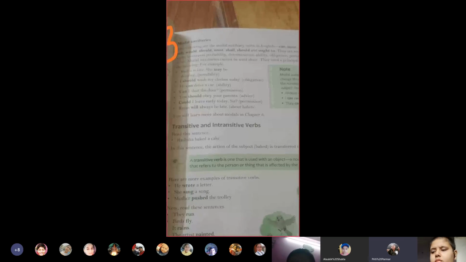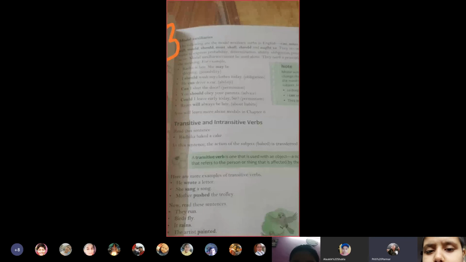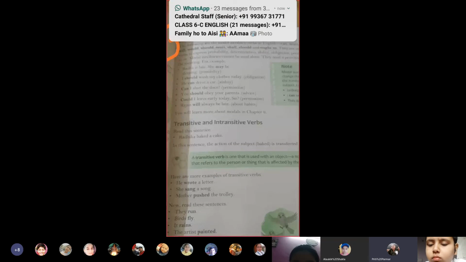The modal auxiliaries include words like can, must, may, might, will, would, should, shall, ought to. These are the other words which tell you about possibilities and obligations. See the example: Radha is late, she may be sleeping. Now the word may is telling you the possibility that yes, she might be sleeping. She is still not awake.